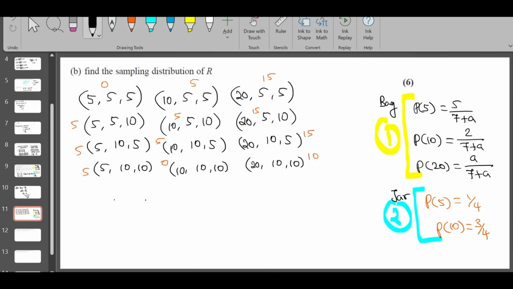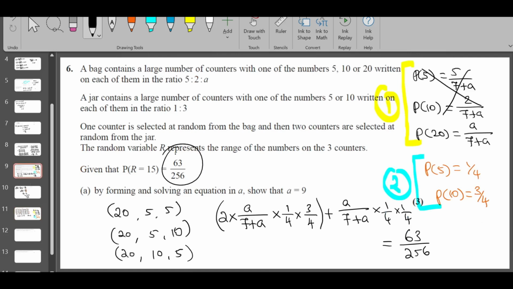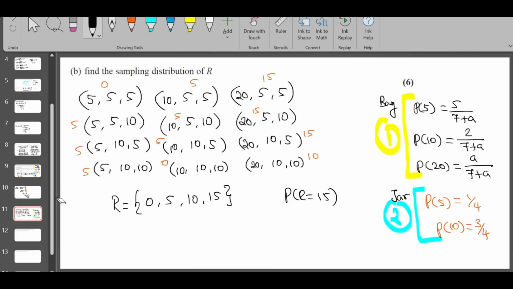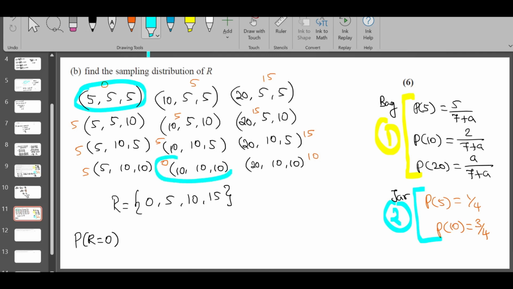So what are the values R takes? Can be 0, 5, 10, 15. So we need to find the probability one by one. You don't have to find the probability of R is equal to 15 because it's already given in part A, 63 over this, right? So we need to find the rest of the probabilities one by one. For example, P of R is equal to 0. How many combinations give us 0? This one, and then the range is 0 here.